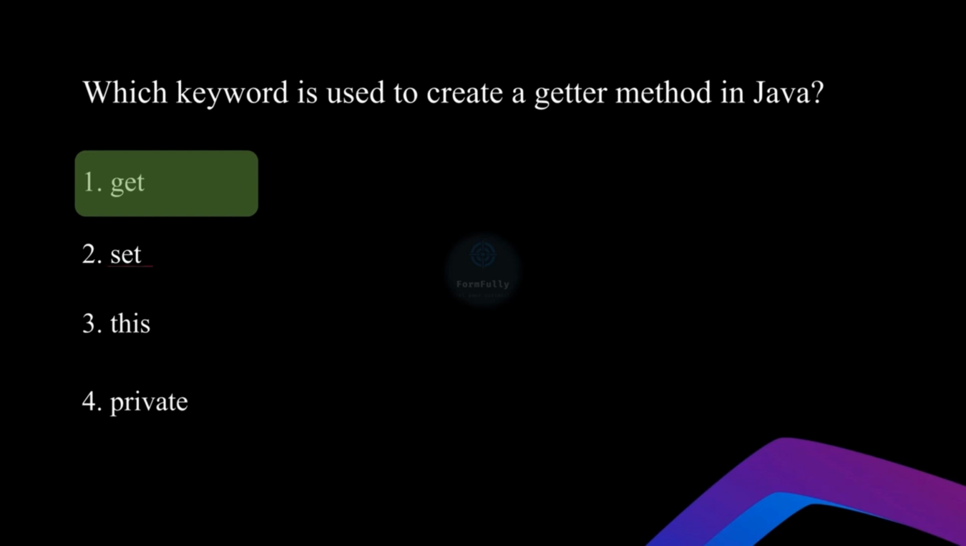Option 2, that is set, is incorrect. As you know, set is used to create setter methods. Option 3, this, is used to refer to the current instance of an object. So option 3 is incorrect. Option 4, that is private, is an access modifier, not used to create getter methods.